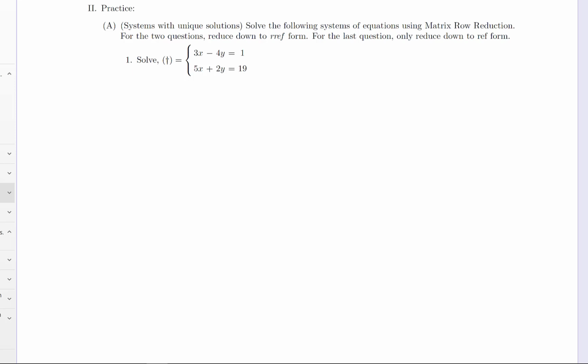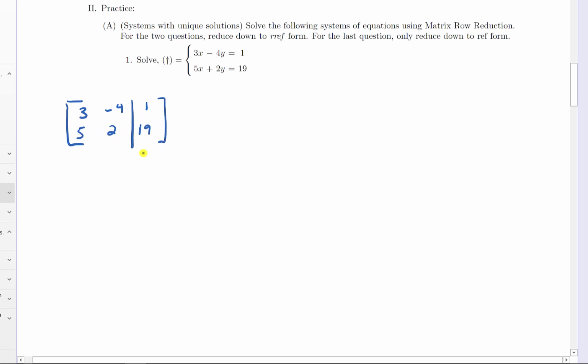Okay folks, so I want to go ahead and do a video now on how to actually use these matrix row reduction operations to solve a system of equations. And this is one that we looked at earlier. So in a previous example we said, okay, we could put this into an augmented matrix if we wrote it as 3, -4, augmentation bar 1, 5, 2, augmentation bar 19.